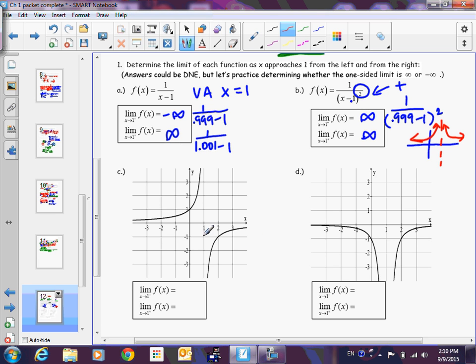Okay, what about C? It's a graph, so let's not be hard on ourselves. One-sided limits here are either positive or negative. One's positive, one's negative. Which one is the negative infinity? The bottom one, the right side. And this one's positive. This is a negative infinity down here. This is positive infinity up there. What about D? Both negative, right? Both going down, so both negative. So the graphs, I think, are a little bit easier.